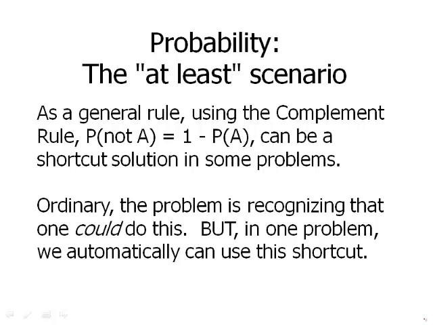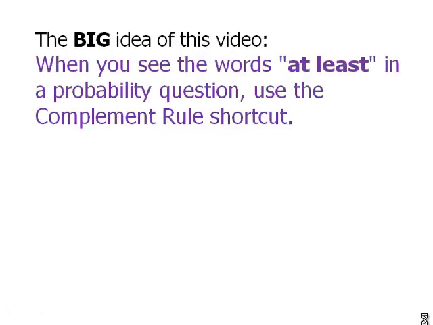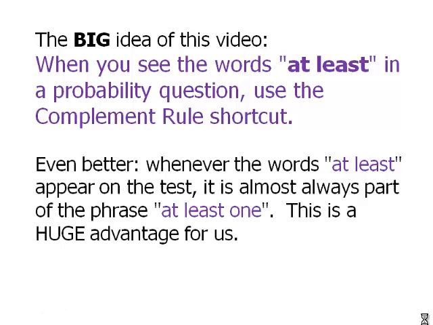Well, here, I'm going to show you one case where that recognition will not be a problem. There'll be an automatic clue, and 100% of the time you can use the complement rule as a shortcut. So that's what makes this such an efficient and powerful shortcut. Here's the big idea. When you see the words "at least" in a probability question, use the complement rule as a shortcut. Now, in particular, whenever the words "at least" appear on the test, it is almost always part of the phrase "at least one." This is a huge advantage for us.